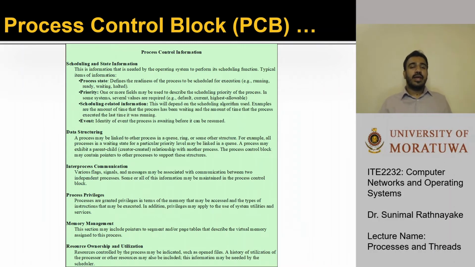Furthermore, we have scheduling and state information, such as the process state and the priority level. The process could be of different priority according to the scheduling scheme. Scheduling related other information and some event information. Then there could be some data structuring information, interprocess communication, some process privileges, some memory management pointers, and some ownership information, such as the file information that is required for the process.